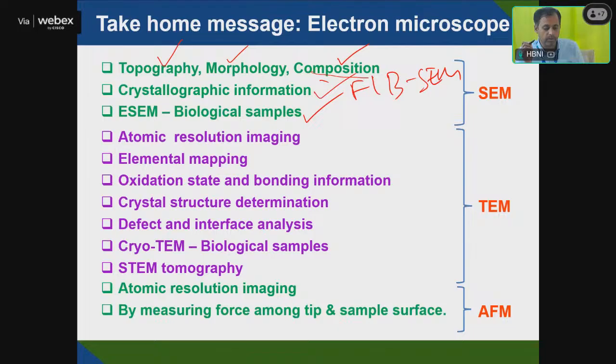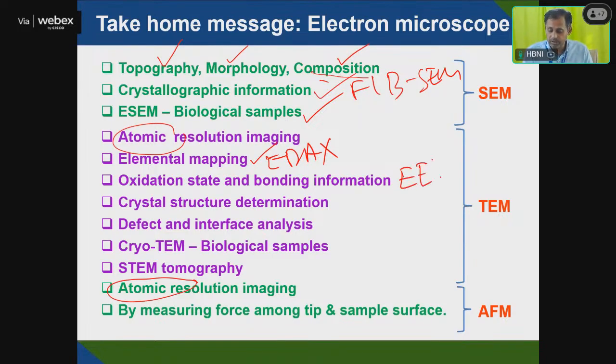For biological samples, you have ESEM technology. In the case of TEM, you can go to atomic resolution. In AFM also you can get atomic resolution imaging. But in TEM, in addition, you get elemental mapping using EDAX, which is available in both SEM and TEM, and oxidation state and bonding information using EELS, electron energy loss spectroscopy, though I have not discussed it in much detail.